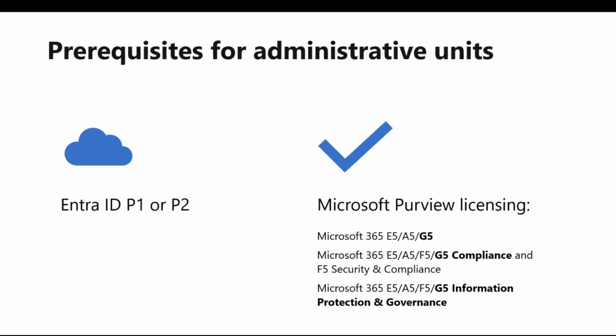versus E5. And the other one is a stack of products, three licenses that we refer to as G5 Compliance, that Sergio and Leo kind of focused on today. And then there is a single license within G5 Compliance, one of the three, which is referred to as G5 Information Protection and Governance. So any one of those three bundles or the single license, which is G5 Information Protection and Governance, would allow you to take advantage of admin units.